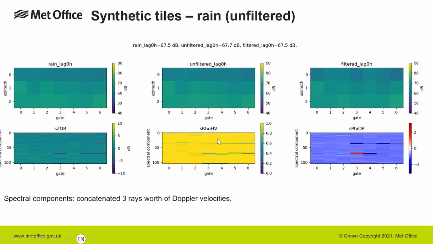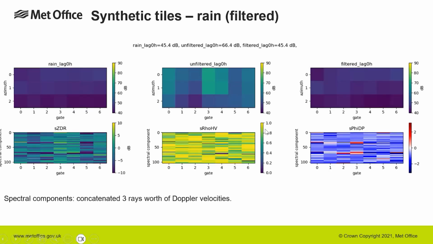And you can see there's the other parameters down there, the spectral dual pol I mentioned. In this case, the rain signal was 45 dB and the unfiltered, so the contaminated version, is 66, and the filtered version is back to 45.4. So what we're saying here is that for the central gate, the filtering has worked, the notch filter has done its job, and therefore the filtered data should be used. The unfiltered data is contaminated, we're not using it, we'll use the filtered data.